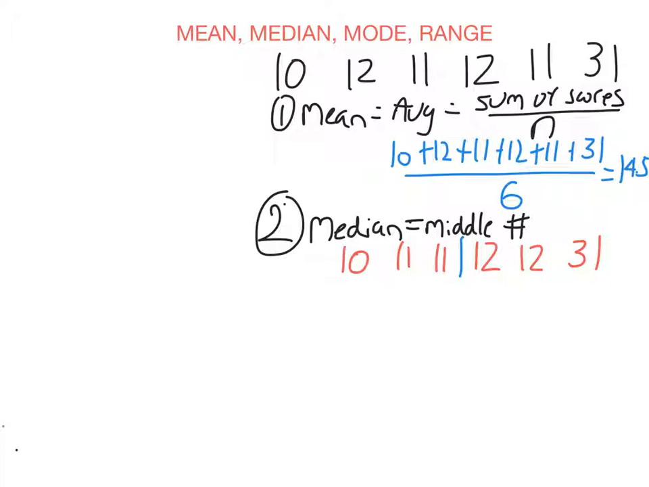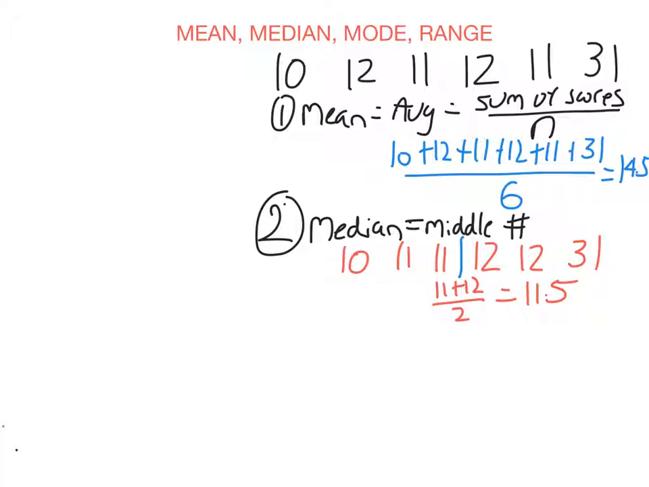When there's an even number of scores, or 2 middle scores, you add those 2 up and divide by 2. So halfway between 11 and 12 basically. So 11.5 is the median in this case. So again, it does not have to be one of the scores.